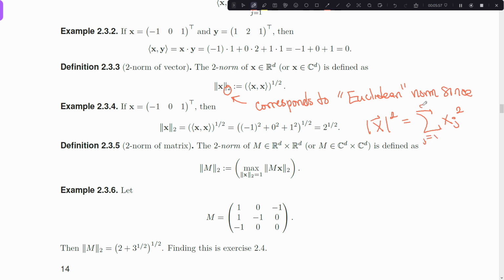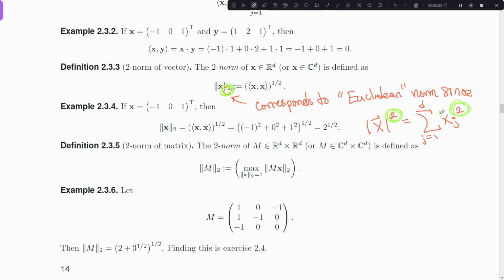J equals 1 to d. Okay, so the 2 right here, the 2 right there, and the 2 right there are all the same 2. It turns out that there are perfectly valid norms if I replace those 2's with another positive number greater than or equal to 1.